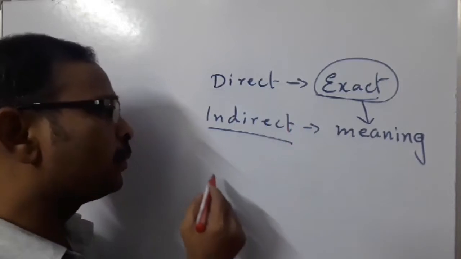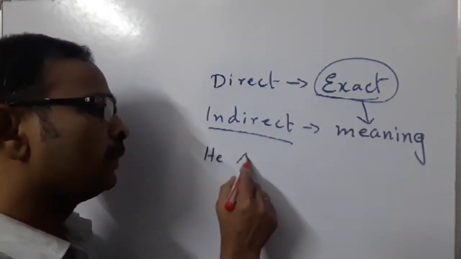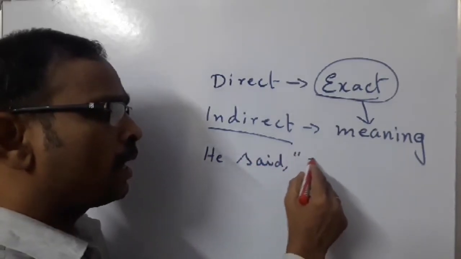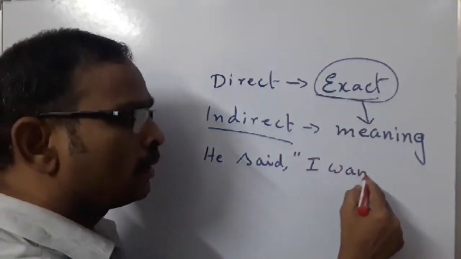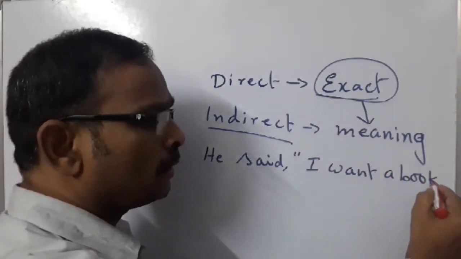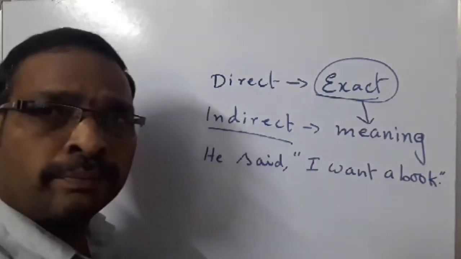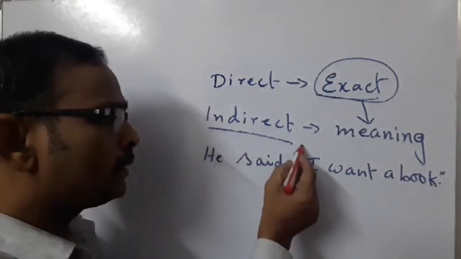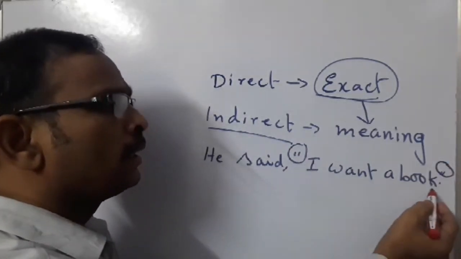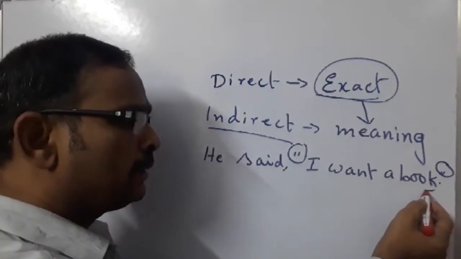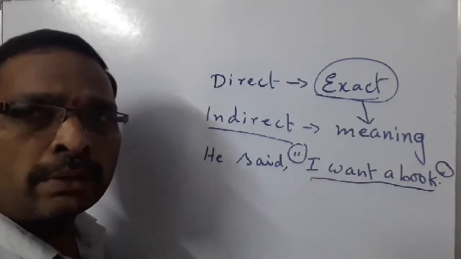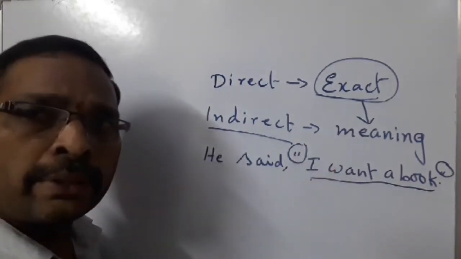The exact words. So suppose he said, comma, quote, I want a book, full stop, unquote. Why are we maintaining these quotation marks? Because we are showing the exact words of the speaker by highlighting them with quotation marks or inverted commas.